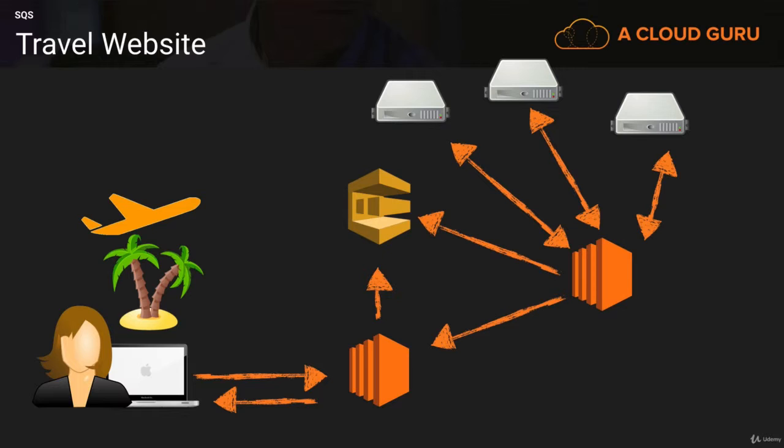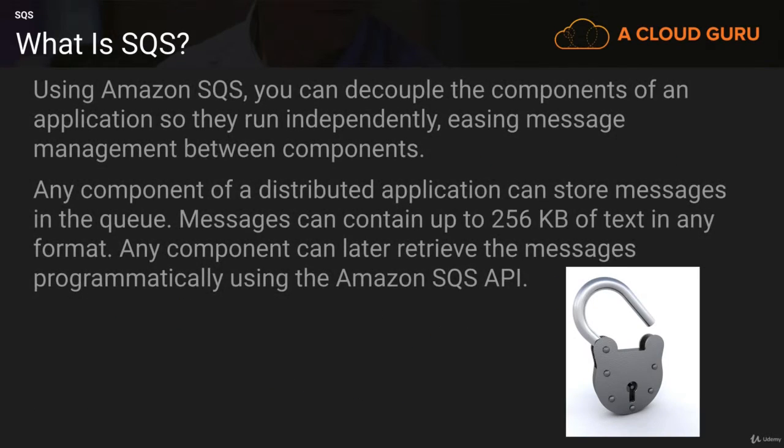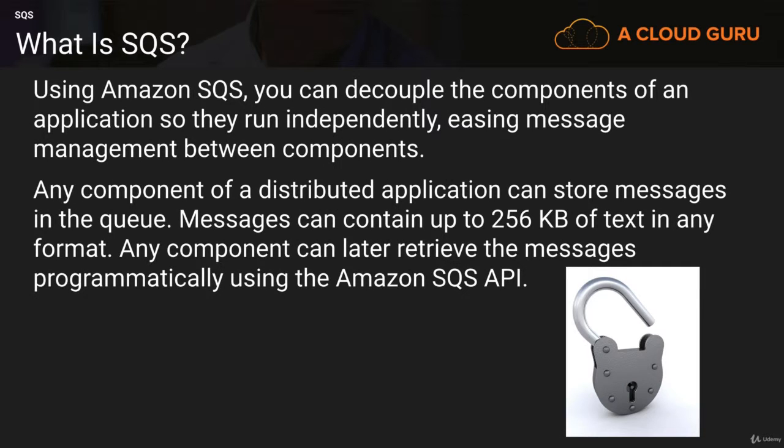But as soon as that timeout runs out, that message will appear in the queue again, and essentially another application server will pick that message up and process the job. So that's a great thing about SQS: you're removing dependencies. It's a great way of decoupling your infrastructure. So using SQS, you can decouple the components of an application so that they run independently, and with SQS easing message management between components, any component of a distributed application can store messages in a fail-safe queue.